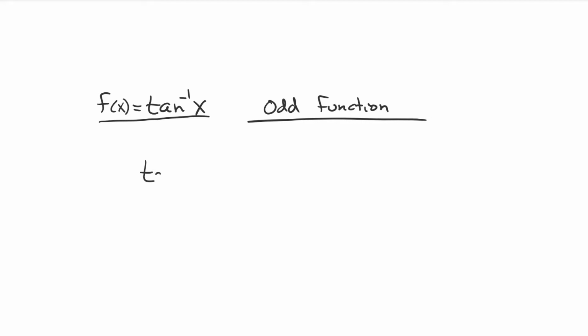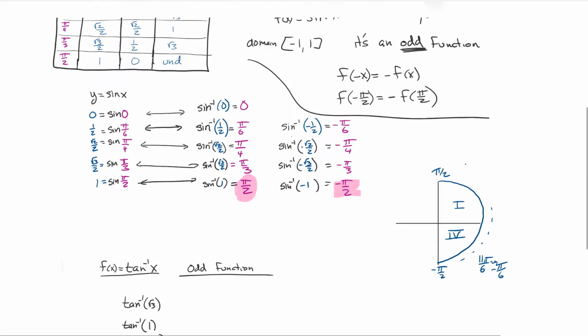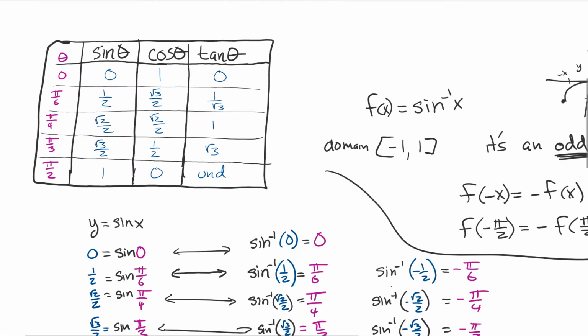So let's find out tangent inverse of, and let's put in its first ratio. Let's go with root 3. And then tangent inverse of 1. And then tangent inverse of 1 over root 3. And tangent inverse of 0. Not color coding, but it's the same game. It's just the values from here, saying we're now going to take our ratios and line them up with the angles that match. We're swapping our inputs with our outputs.